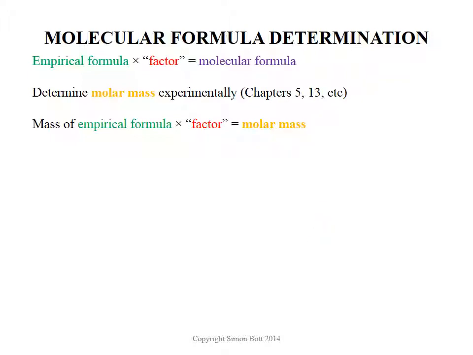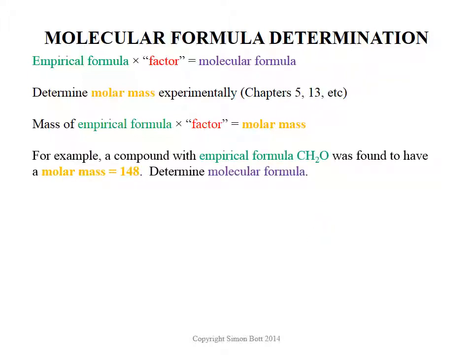So let's do a fast example. A compound with empirical formula CH2O was found to have a molar mass of 148. Determine the molecular formula. Well, the first thing we want is to get that mass of the empirical formula. Empirical formula CH2O: C is 12, hydrogens 1 each, so 2, plus 16, is 30. So each empirical formula unit weighs 30.